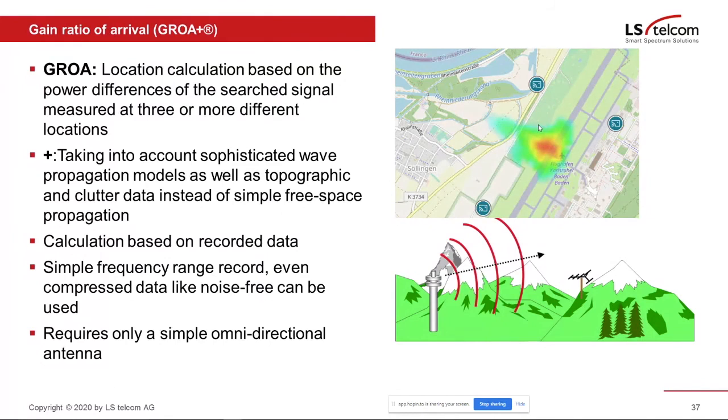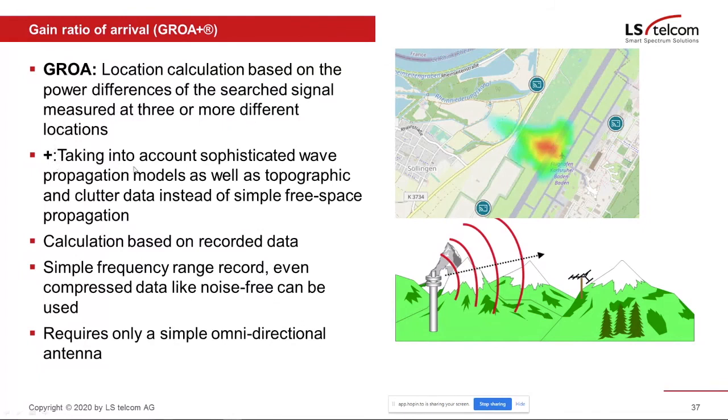Normally on the market in this method, the vendors say, okay, there's simple free space propagation estimated. But if you imagine here is a building or some mountain, some terrain, some forest between you and your receiver, your GRA result will be completely wrong. So with LS Observer, based on our network planning tools, our experience in network planning, in wave propagation calculation, we include this in GRA. That's why we have here this plus.